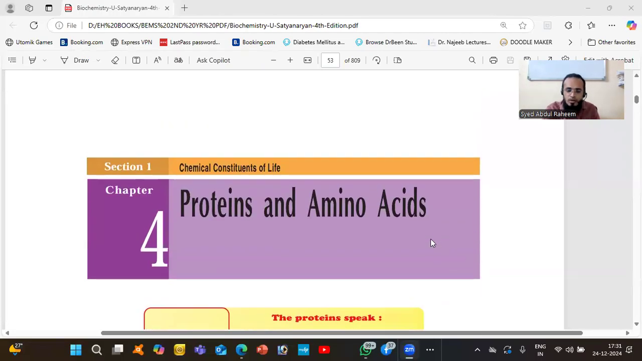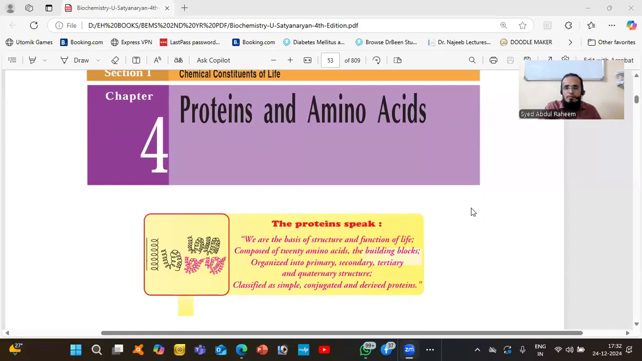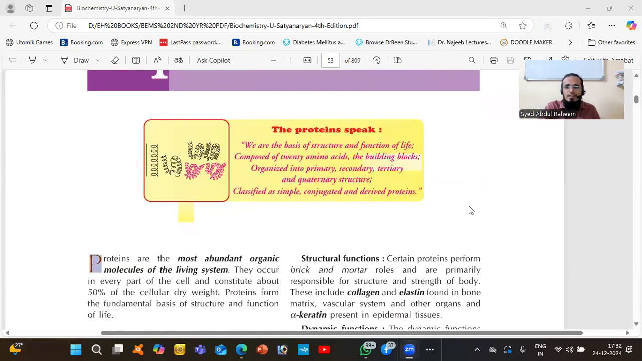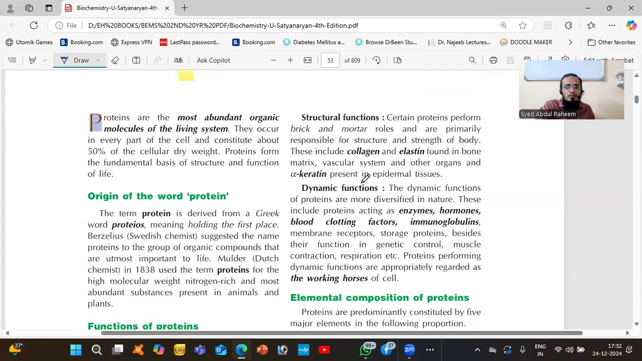So today we are going to talk about proteins, an important topic related to biochemistry. Proteins and amino acids. Basically, proteins give structure and functions. Okay, very important molecules which give structure and function, as well as building blocks for growth, for muscle growth, bone growth, everything. Okay, proteins we need.